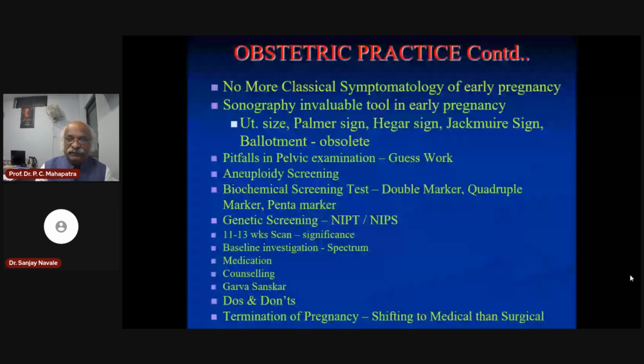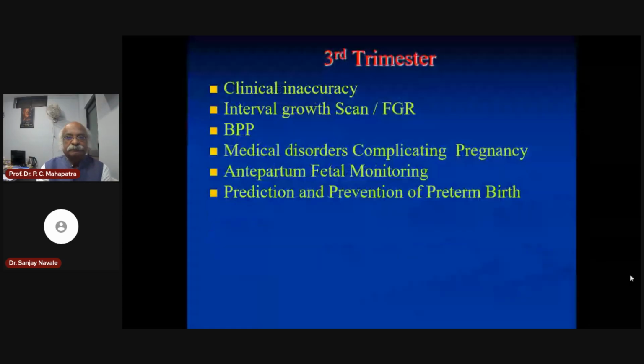And therefore, termination of pregnancy in the second trimester, if at all it is warranted, particularly if there is a congenital malformation of the fetus, a major malformation needing a termination, or there is a severe oligohydramnios due to leaking, these are the cases where we can do medical methods for that.